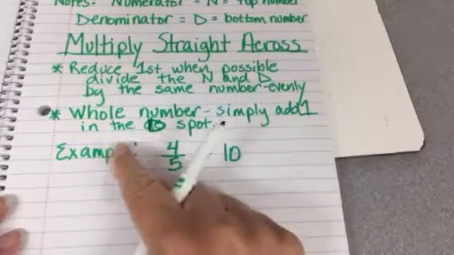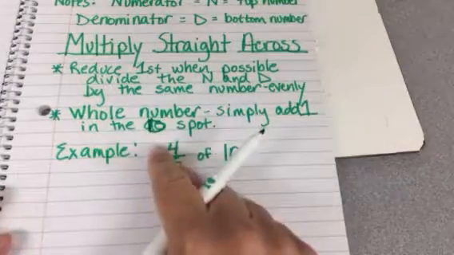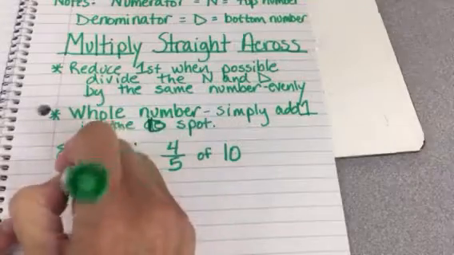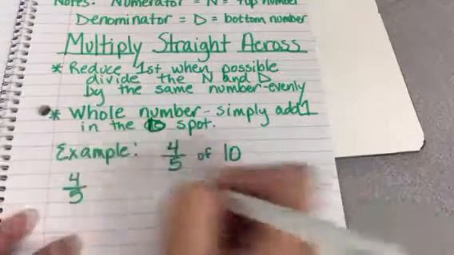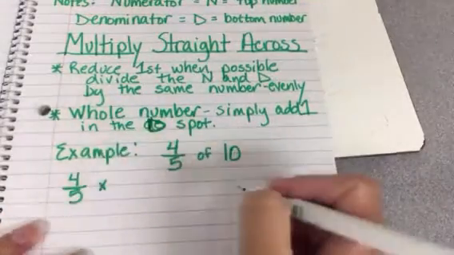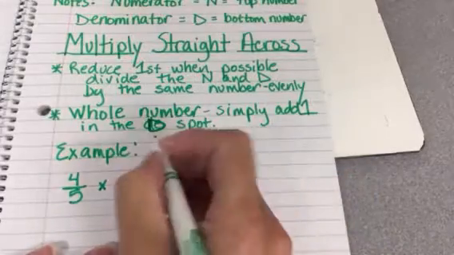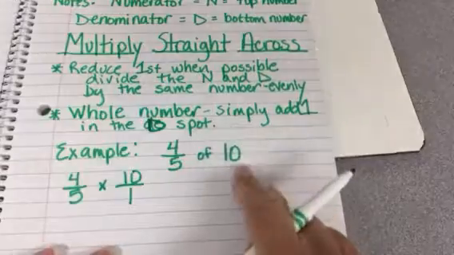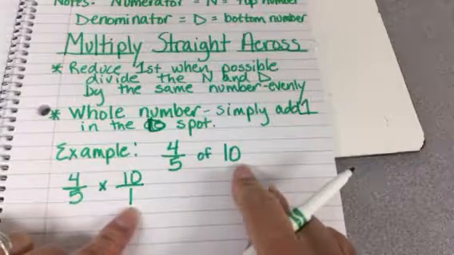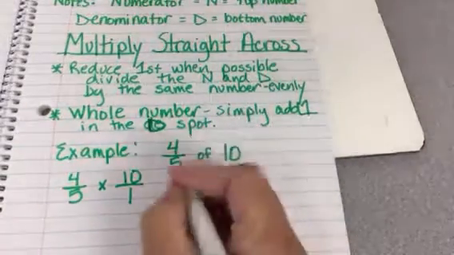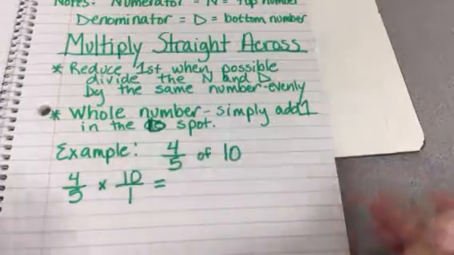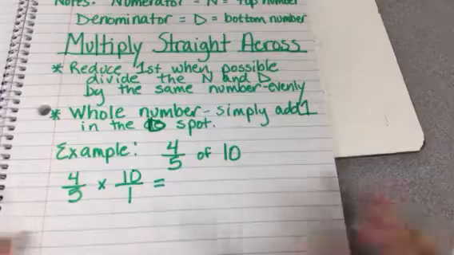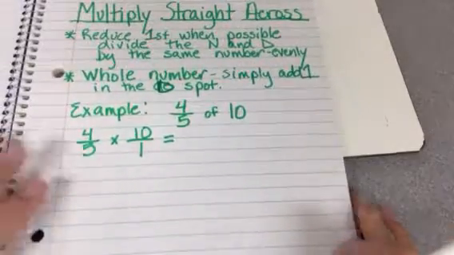Simply add a 1 in the denominator position or the spot. So I'm going to rewrite over here 4/5, and I can put the times symbol now of 10 over 1. Notice how I changed my whole number to a fraction simply by adding a 1 in the bottom position. Another thing I want to talk about real quick is that there's other ways to write multiply, and I will do that in this lesson just so I can show you.